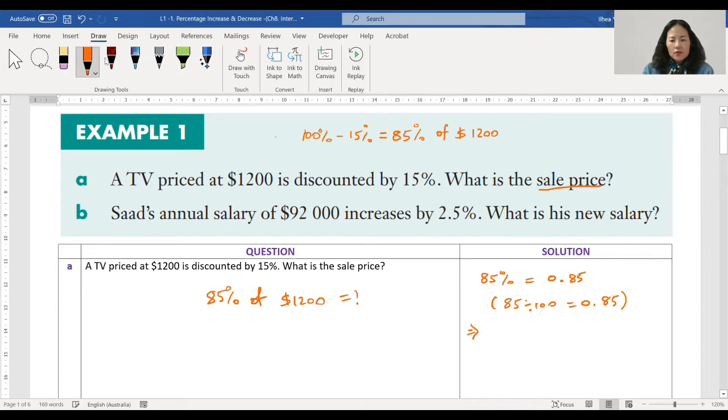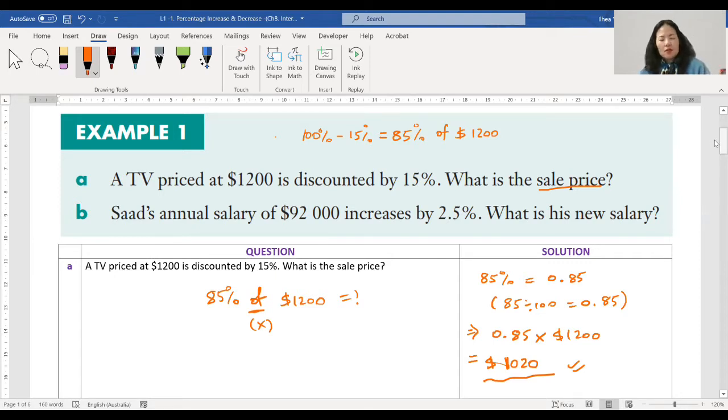Therefore, I'm going to do 0.85 times, because "of" often means times, 1,200, because that's how much it's going to cost. So when you do that, you'll get $1,020. Okay, so obviously it has to be less than 1,200 because it's 15% discounted. $180 has been discounted.